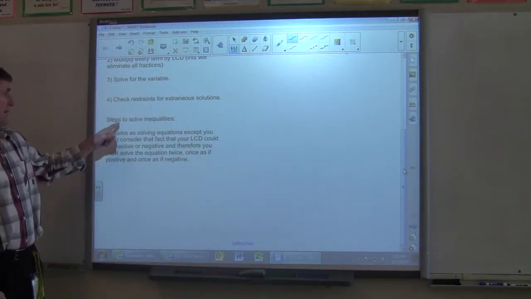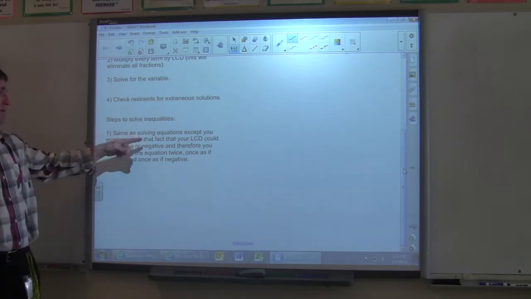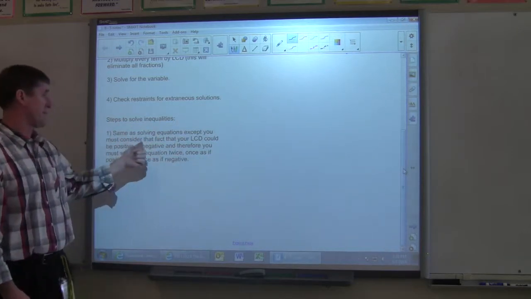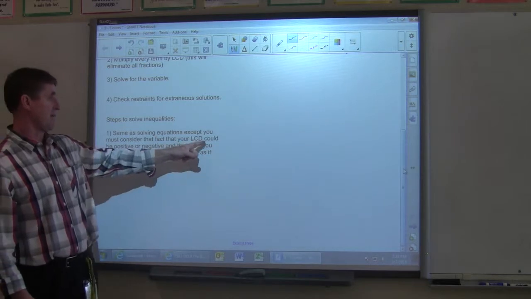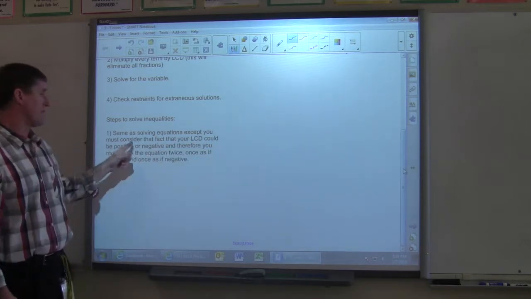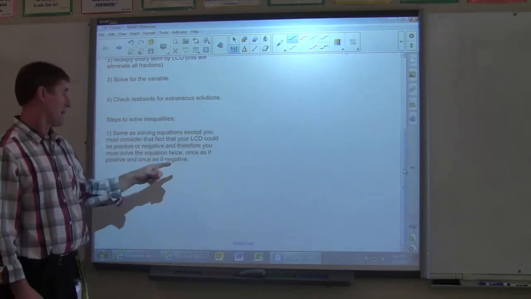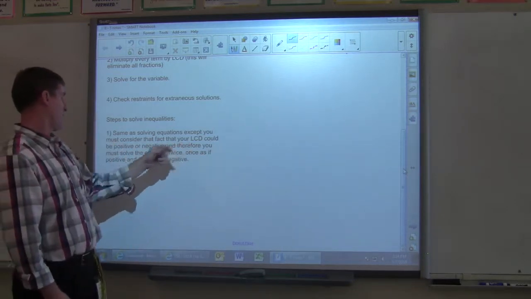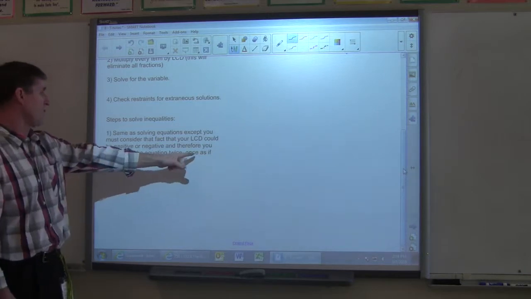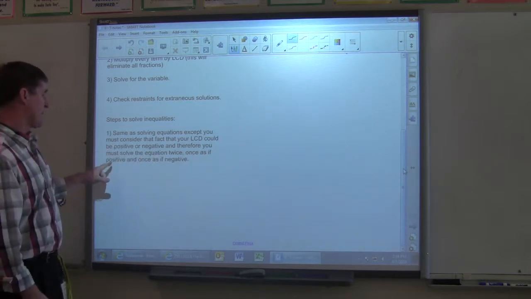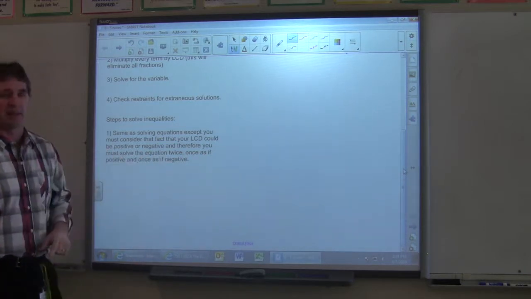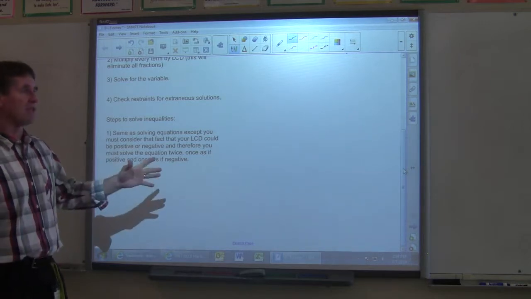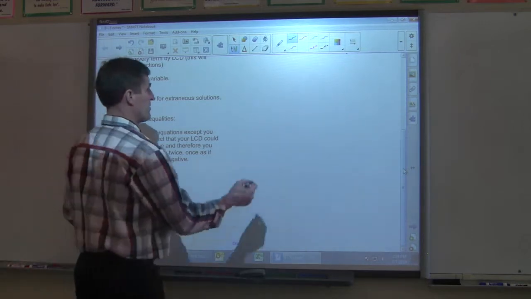To solve inequalities, the steps are the same as solving equations, except you must consider the fact that your LCD, least common denominator, could be positive or it could be negative. And remember, when you multiply by a negative, you have to flip the sign around. So therefore, you must solve the equation twice, once as if the denominator is positive and once as if it's negative. So a lot to that you'll see as we go through the problems.